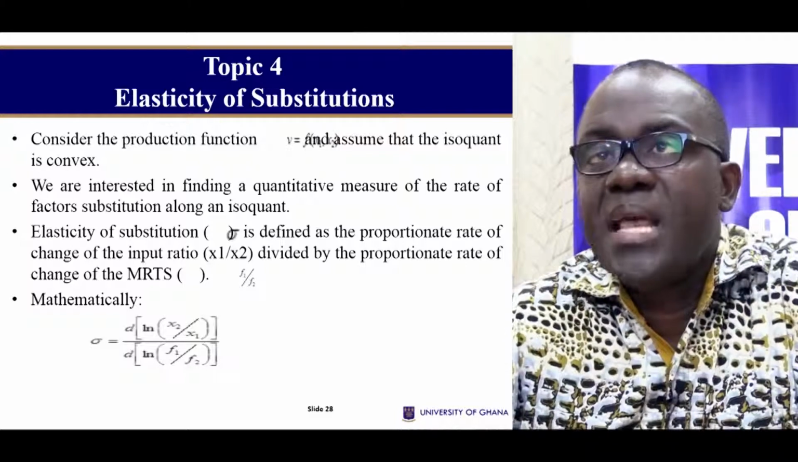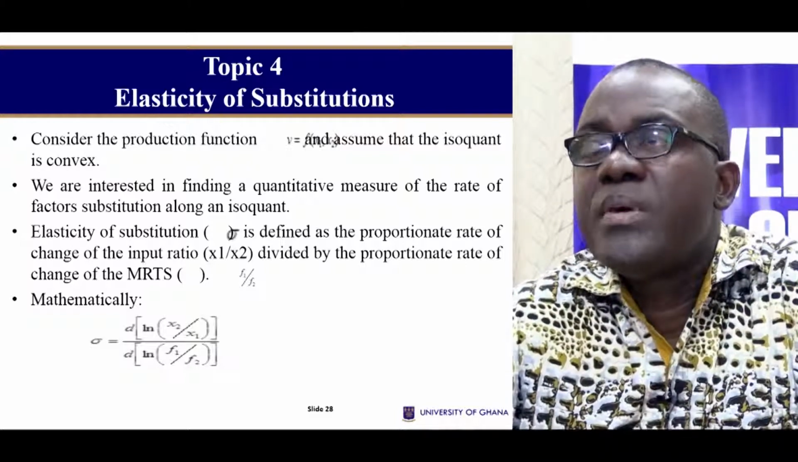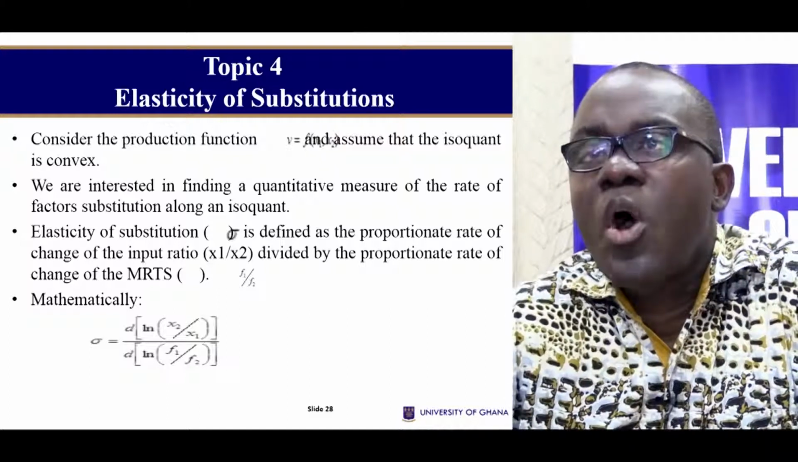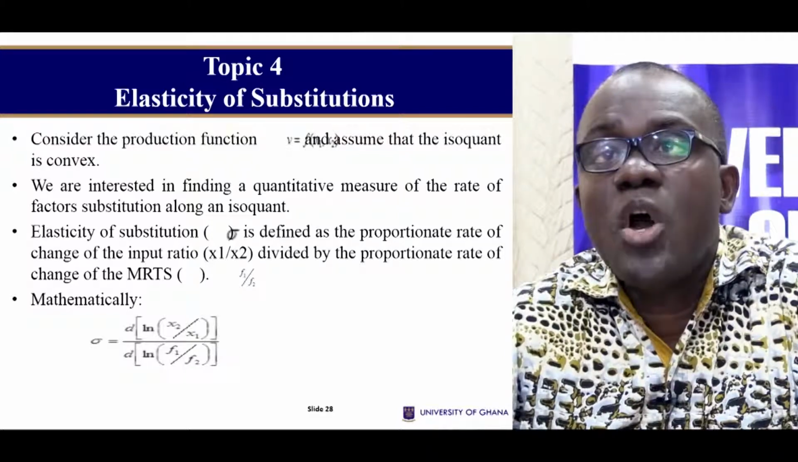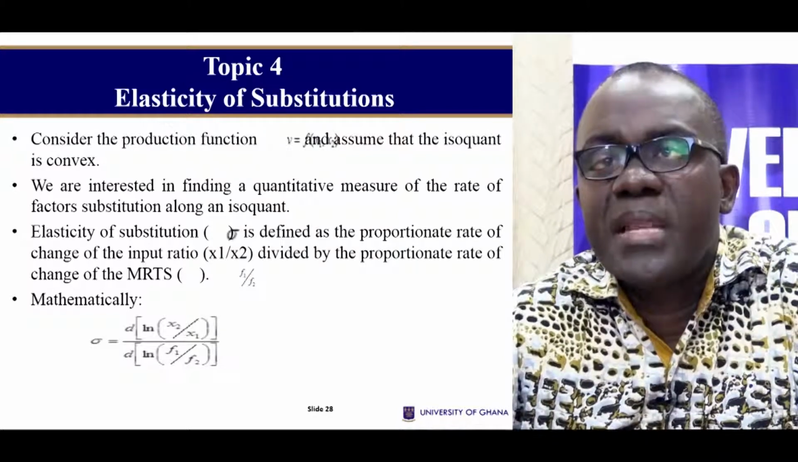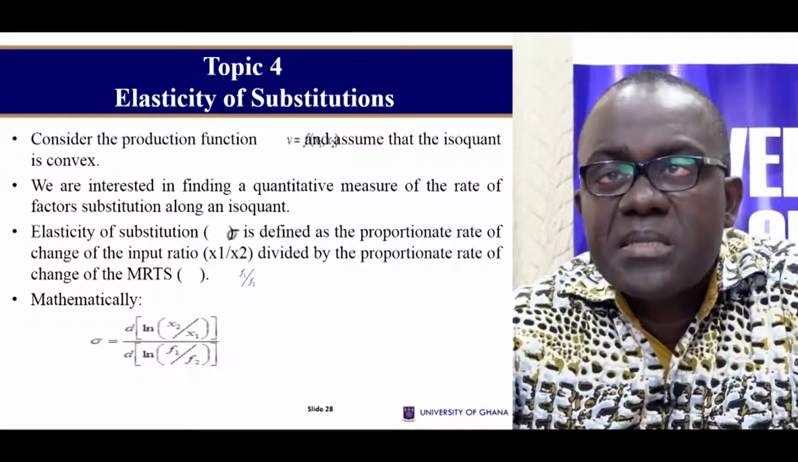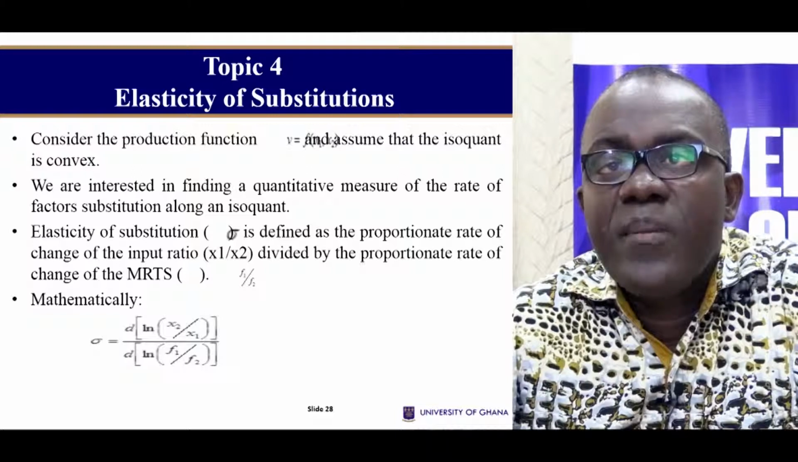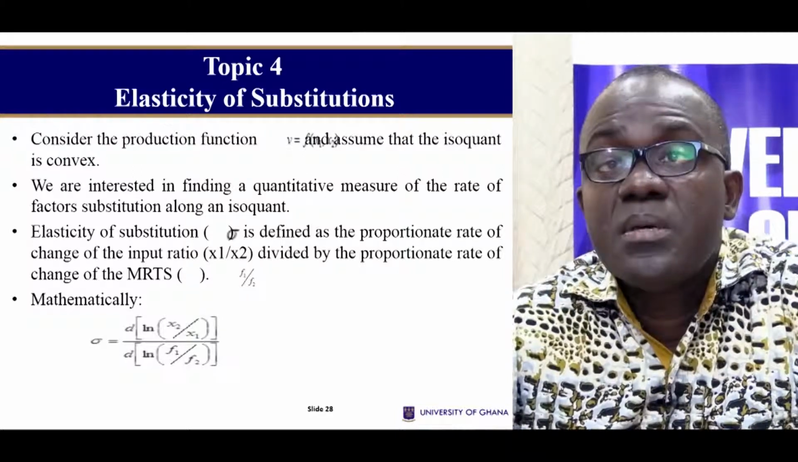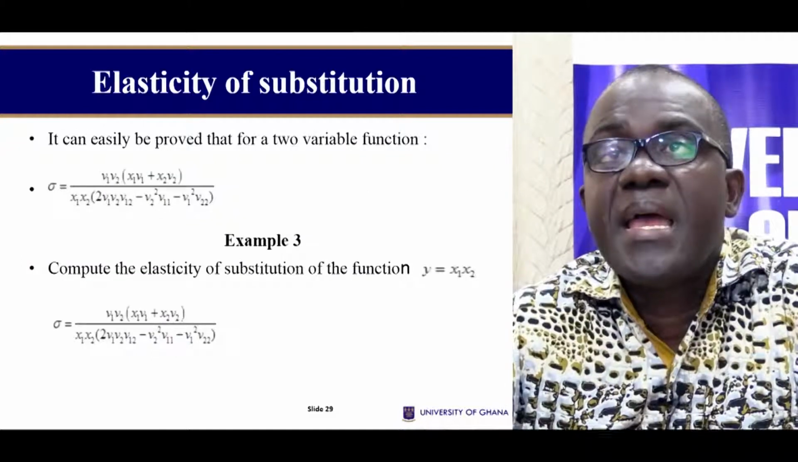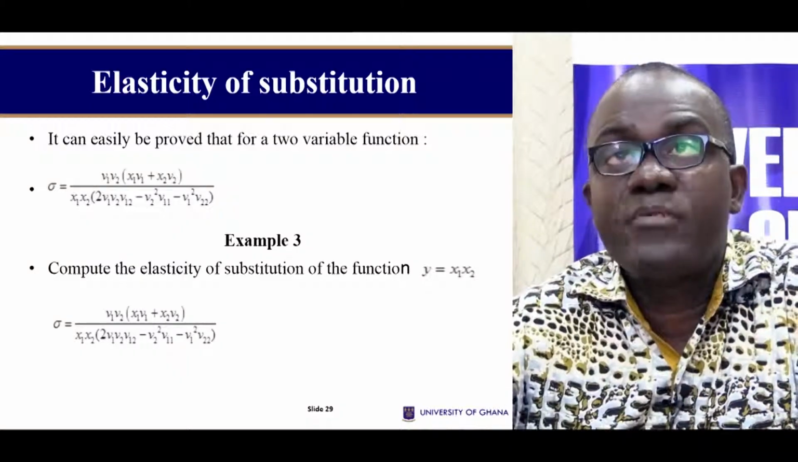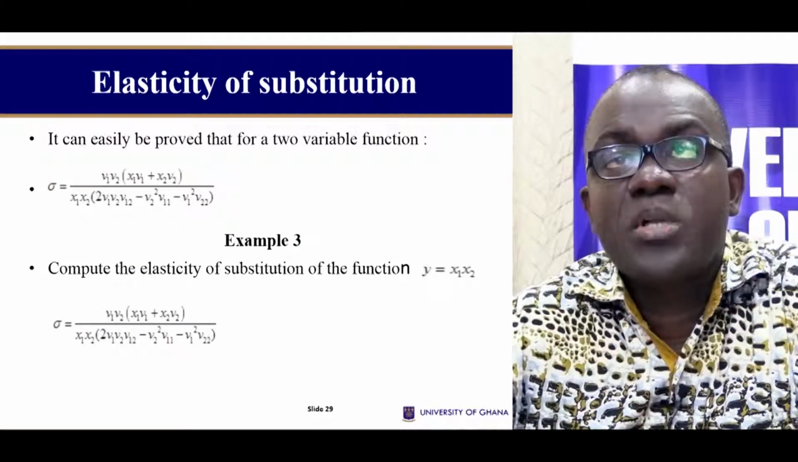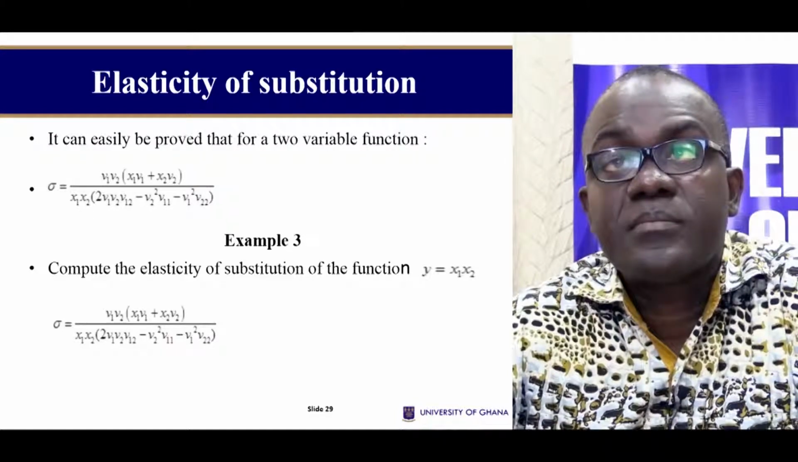And this is what we call the elasticity of substitution. We define this as the proportionate rate of change of the input ratio divided by the proportionate rate of change of the marginal rate of technical substitution. So if you look at this, this is the formula for finding the elasticity of substitution mathematically. And for the simple example where we have two inputs, this formula boils down to what we have over here.